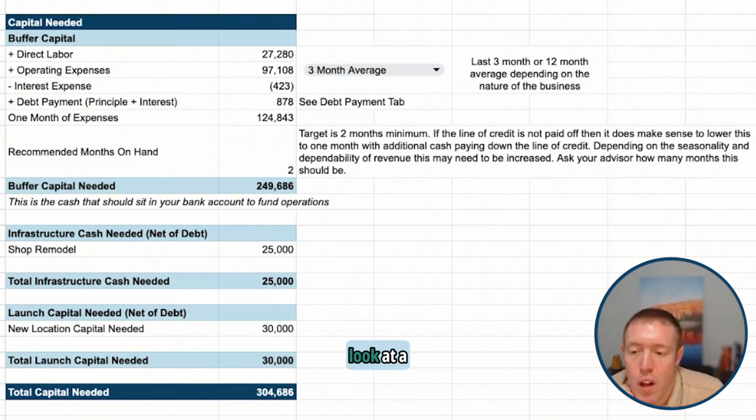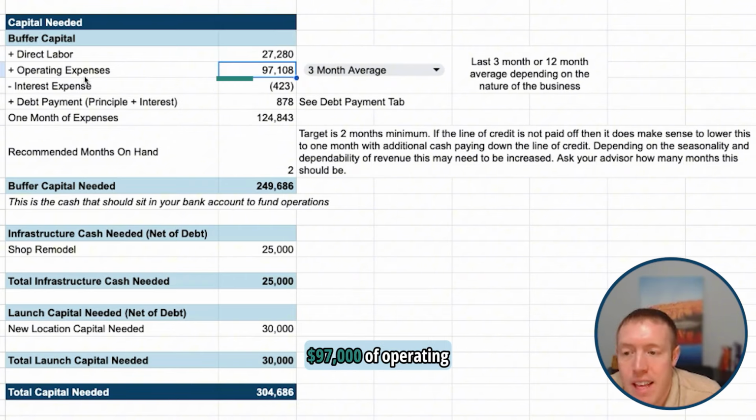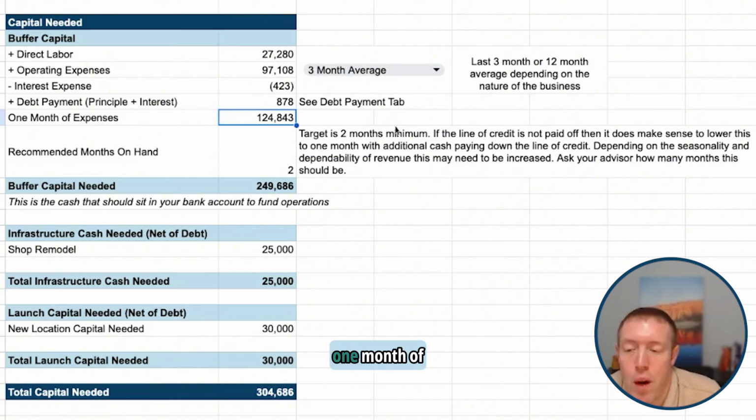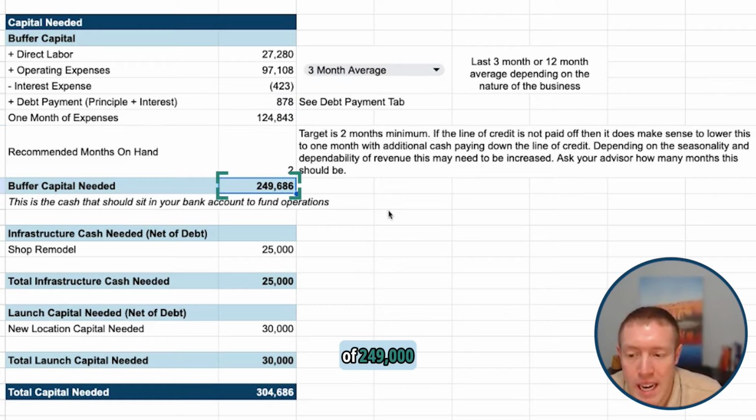If you look at a sample, we are entering the 3-month average of direct labor. This company had on average $27,000 of direct labor and $97,000 of operating expense. We had $423 of interest expense included in that operating, so we subtracted that out, and then we added back their monthly debt payment. That gets us 1 month of expenses of $124,000, so we're saying they should have a buffer capital of $249,000.